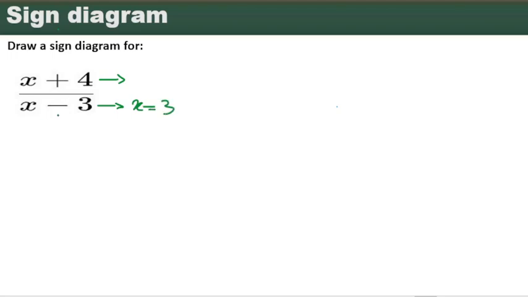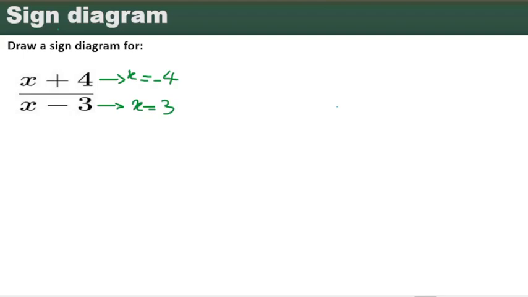But you should know that x equals 3 makes my denominator 0 and makes this expression undefined. So x can never be 3. It's impossible. But for the numerator, if I put it equals 0, I will have x equals negative 4.